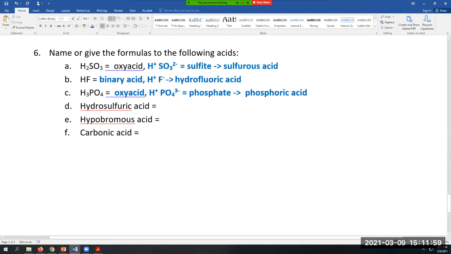No hydro, there is no need for hydro because that's an oxyacid. And because the polyatomic ion had an ending in ate, then you make the ending ic.